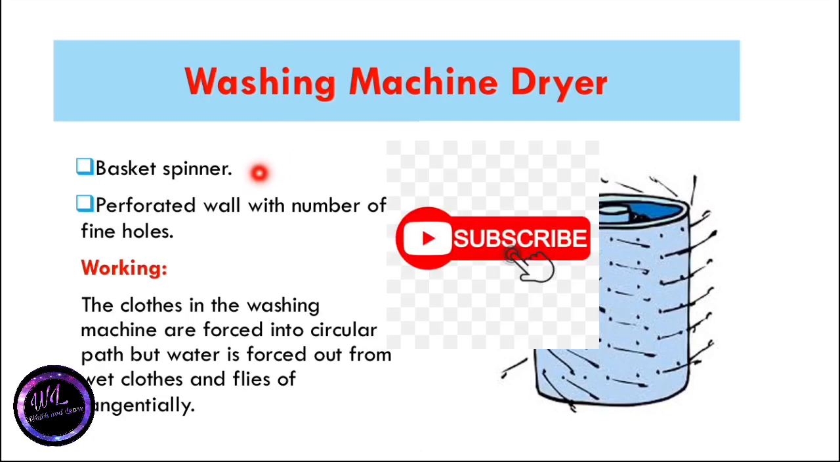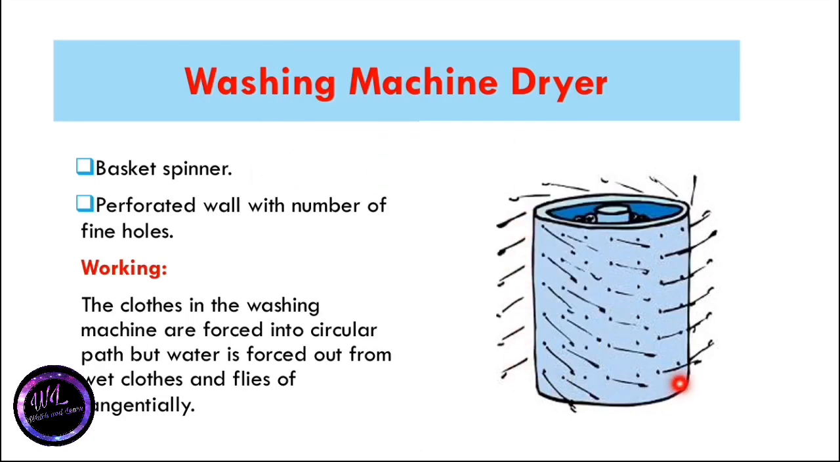Washing machine dryer consists of a basket spinner. You can see here, this is a spinner. This is a cylinder with a perforated wall with number of fine holes. What is the purpose of using the fine holes in a wall? The perforated wall is used for draining out the water through the holes. The cylinder contains a perforated wall with a fine number of holes.